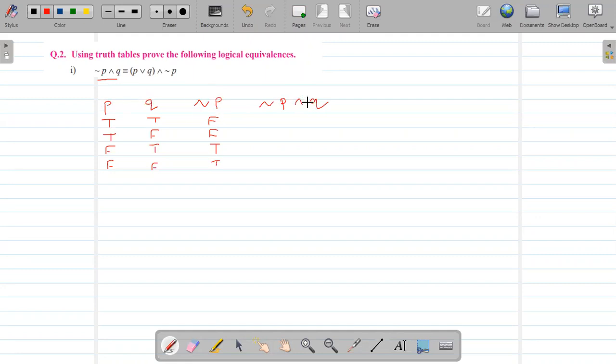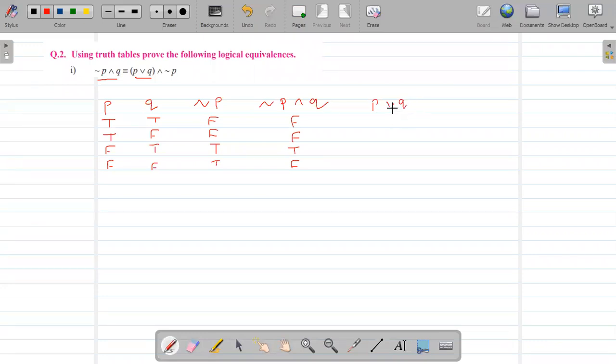What will happen in the case of conjunction? If any one is false, then the answer will be false. So false, true gives false. False, false gives false. True, true gives true. And true, false gives false. Okay, got the concept? Now let us solve the second part. Since we already have negation P, what we need is this bracket. So let's solve this bracket first: P or Q.